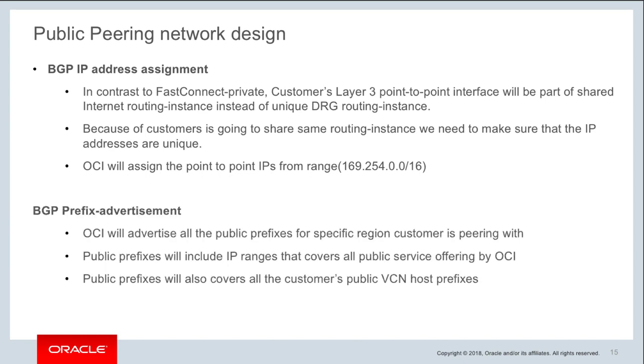On the prefix side, when you have created the BGP public peering connection, Oracle Cloud Infrastructure will advertise all the public peering prefixes of that specific region where you are peering. So we will advertise all the public endpoints of all the public services, and we would also advertise the public prefixes of your virtual cloud network as well. So any of the public endpoints within your VCN and any of the public services of OCI would be advertised on that public peering connection.